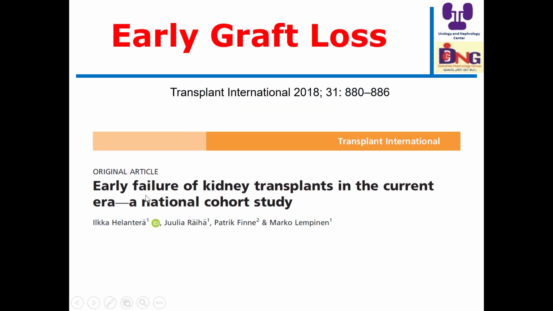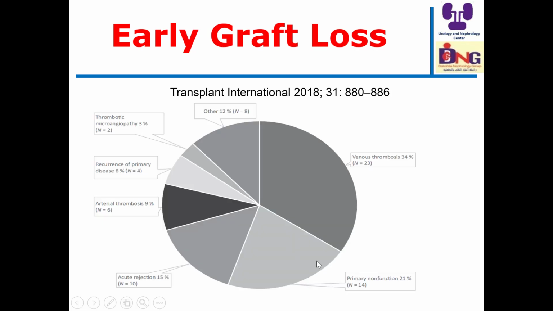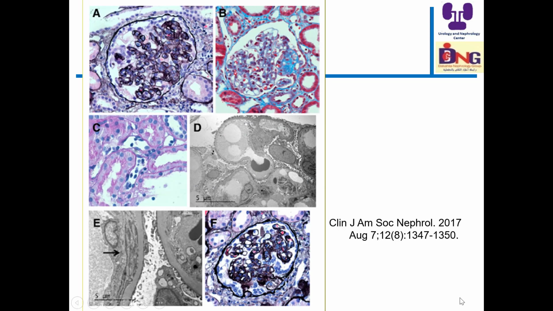And this is another data explaining the early failure of kidney transplant. If you look here, for the early, especially in the first hours after transplantation, you may find the causes of acute graft loss, representing the vascular catastrophes like venous thrombosis, and these are other causes: primary non-functional graft, acute rejection, arterial thrombosis, recurrent primary disease, or thrombotic microangiopathy. So always we should think of differential diagnosis, and not to be narrow-minded, thinking of only one diagnosis, which is rejection.